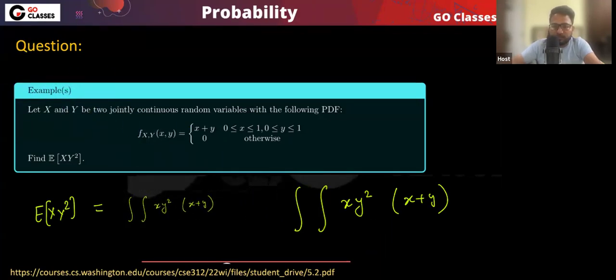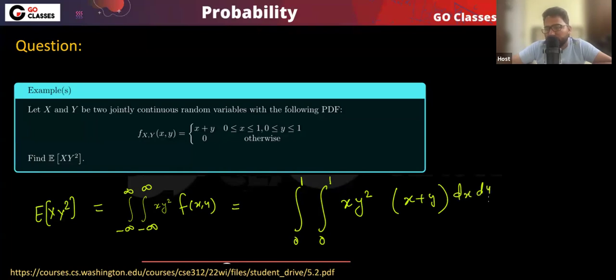This thing is actually f of xy, right? And then you can say that if you want to find the expectation, it will be from minus infinity to infinity. I mean, range over all the possible values of x and all the possible values of y. The possible values of x is given to be 0 to 1, and the possible values of y is given to be 0 to 1. Doesn't matter whether you are doing x first or y first. So if you do this, you will be finding the expectation, right?